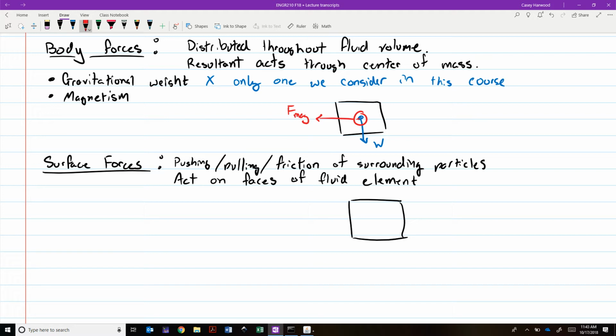So for example, we might have a frictional force on this face, frictional force on this face. There might be something pushing or pulling on this face over here. But notice they are all being applied to the external faces of our fluid cube. Examples of this, there are really only two. Pressure and shear stress.